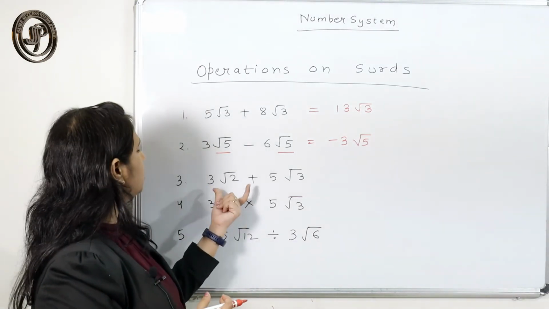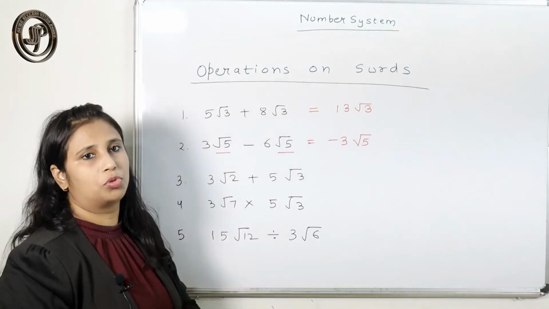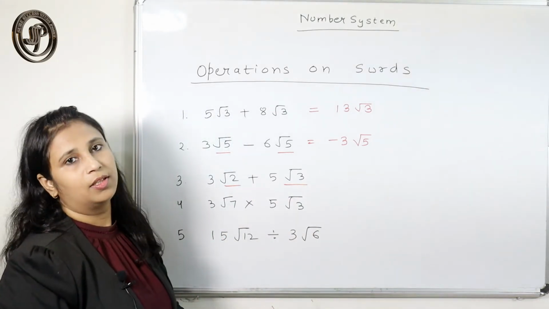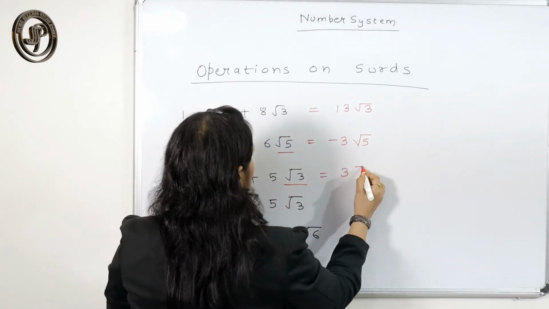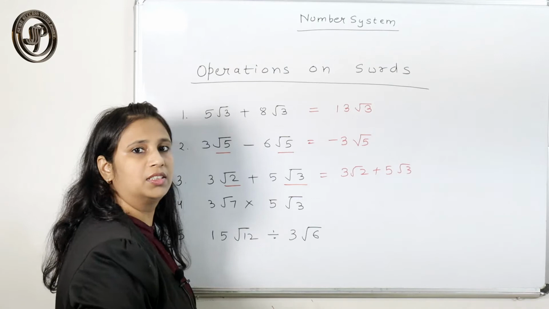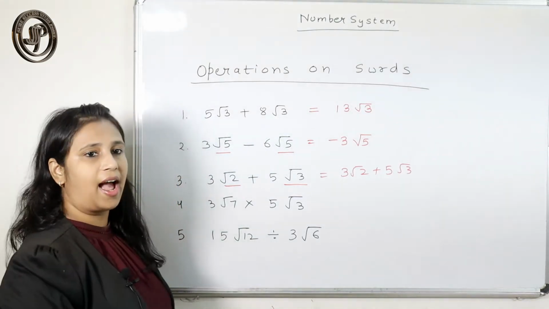The third thing is you have to add 3 root 2 plus 5 root 3. So they are unlike, so you can't add them. So what would be your answer? As it is. That is the answer, because they are unlike surds, so you can't add them.